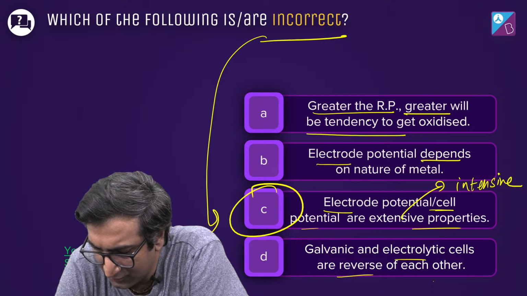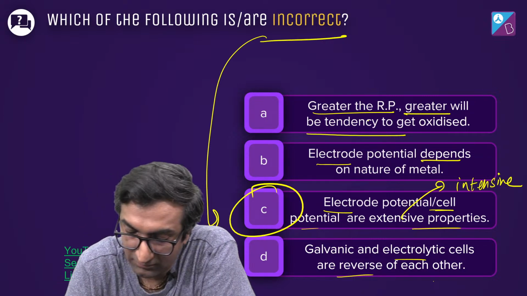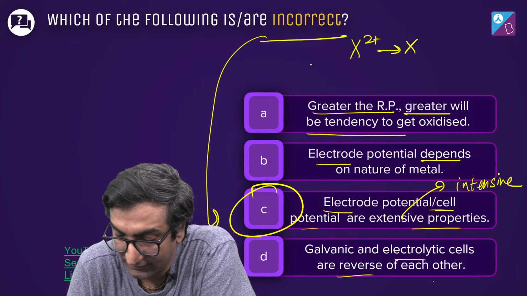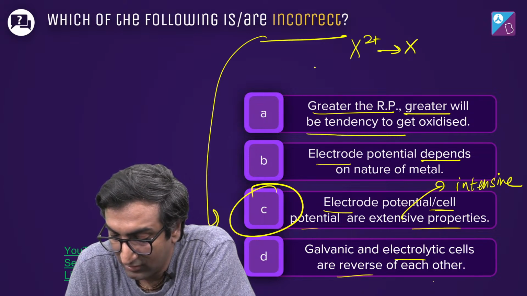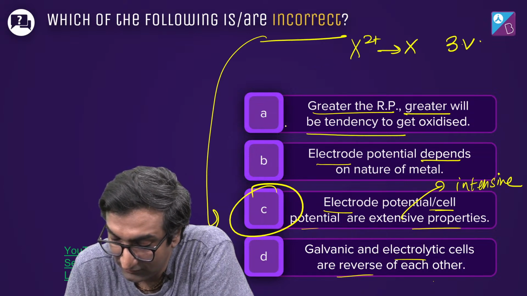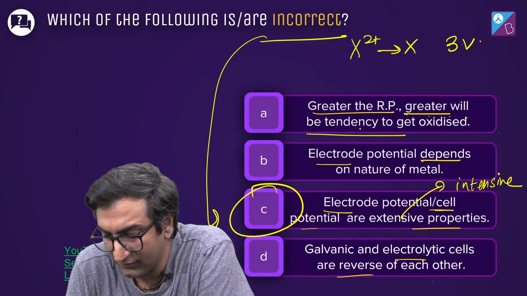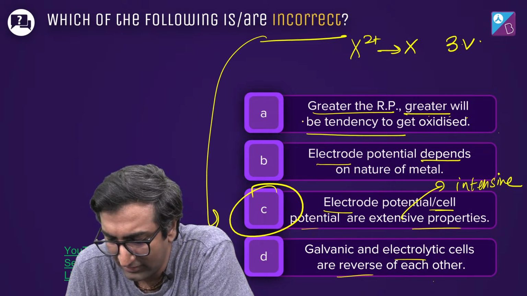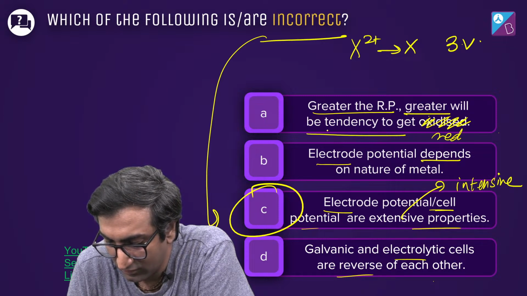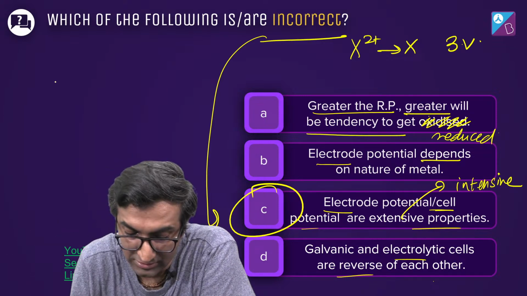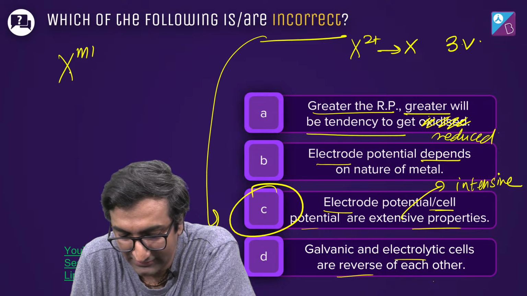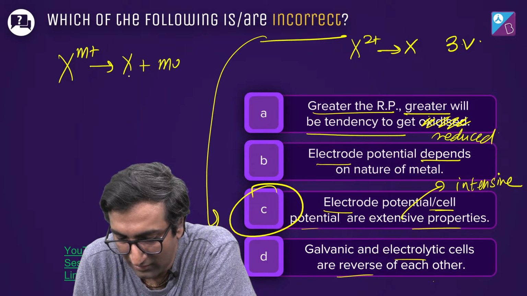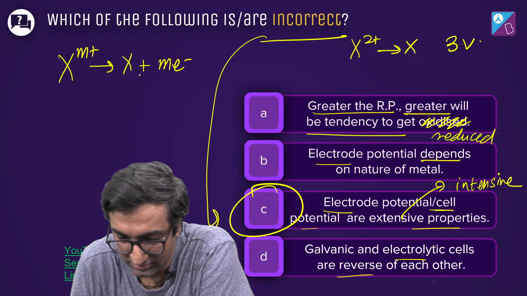अगर reduction potential ज्यादा है किसी चीज का, मतलब से X2+ giving me X, it has a value of say 3 volt. That means greater the tendency to get oxidized. No, it will be greater the tendency to get reduced. What is reduction potential? Reduction potential is X^m+ plus m electrons giving you X. This is reduction potential. ठीक है?